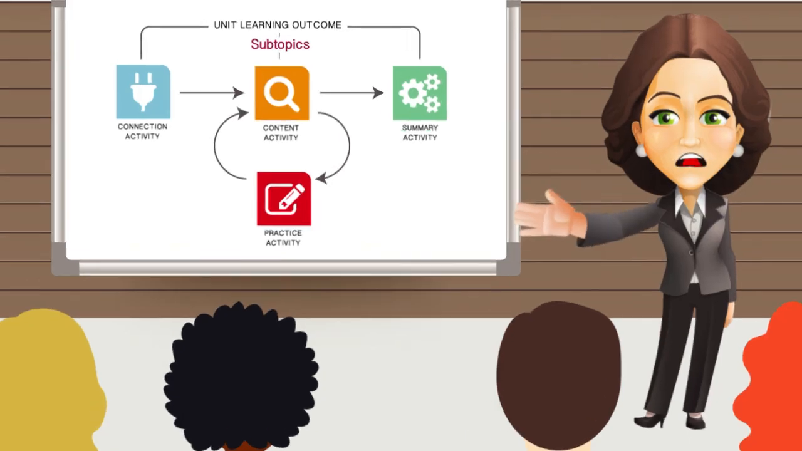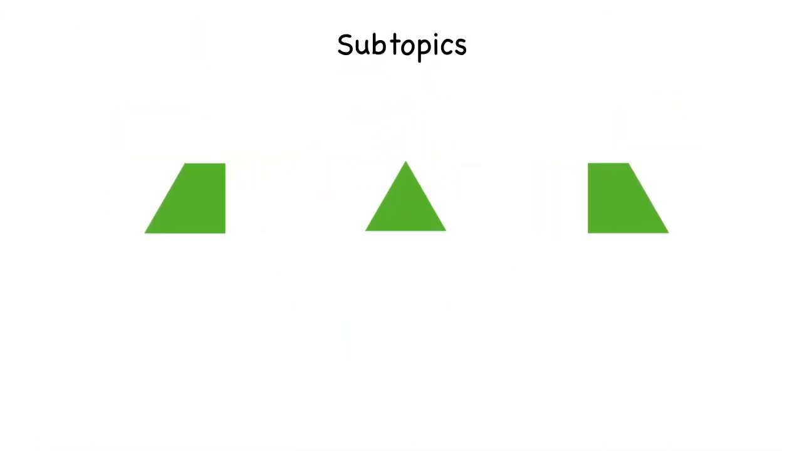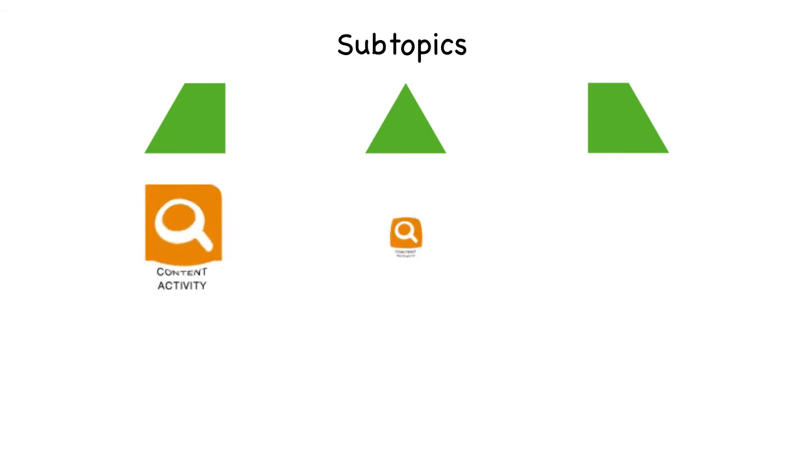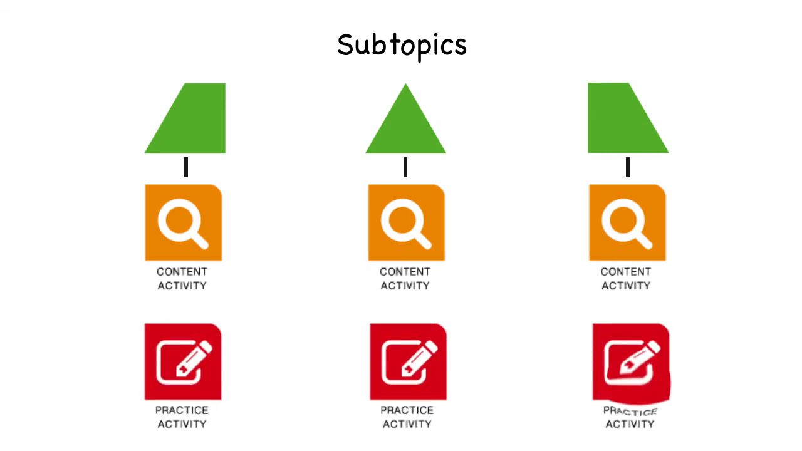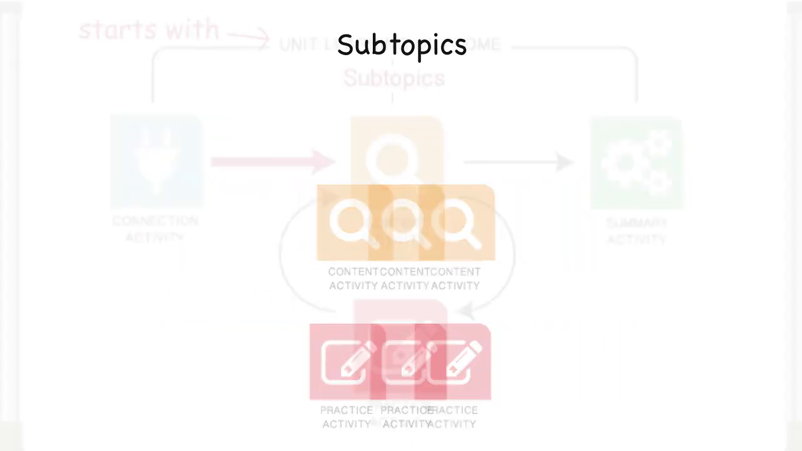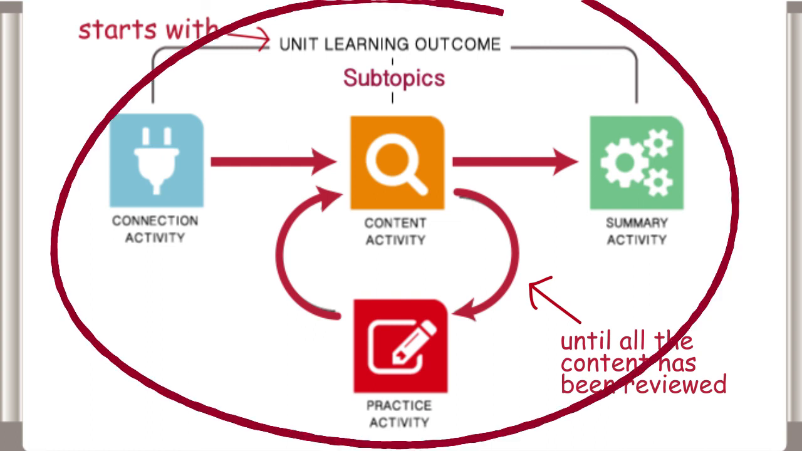Looking at the entire thing now, let's quickly review. The lesson planning model starts with the learning outcome. For each lesson, you have one connection activity designed to connect the students to the content. Then, you break the content down into digestible chunks or subtopics. And for each of the subtopics, you design a content activity in which they learn the content for that part, and a practice activity during which they practice that content. Those 2 types of activities are repeated for all of the subtopics until all the content has been reviewed. Finally, you have one summary activity designed to synthesize the entire lesson and get the students ready for grading.